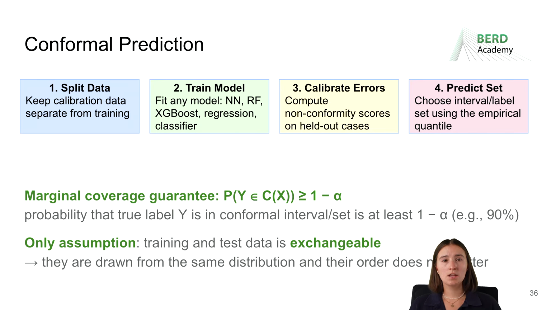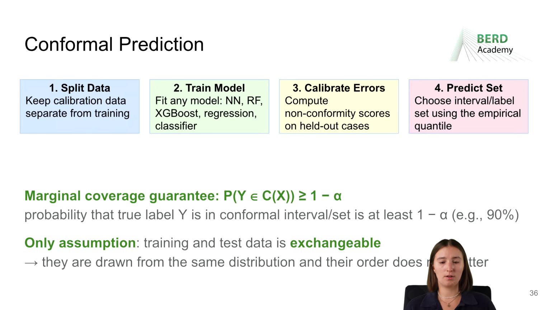And the nice thing is, the only assumption that you need for all this to work is the so-called exchangeability. Your training and test data needs to be exchangeable, which means that they are drawn from the same distribution and that their order does not matter. It doesn't matter what is the first sample that you choose or the next and so on, which is a weaker assumption than the classical IID assumption, which means that your data is independent and identically distributed.